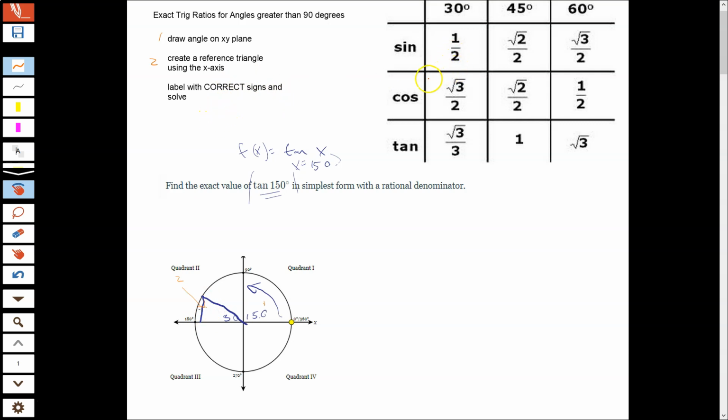So that's when we're going to use the table. Or if you have these memorized, you don't need the table, but the signs is what's important. Okay, so the signs depend on what quadrant we're in.